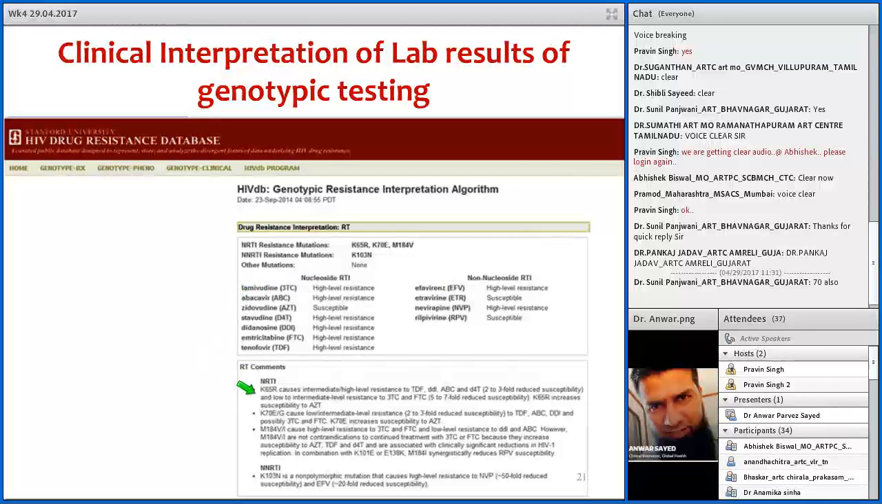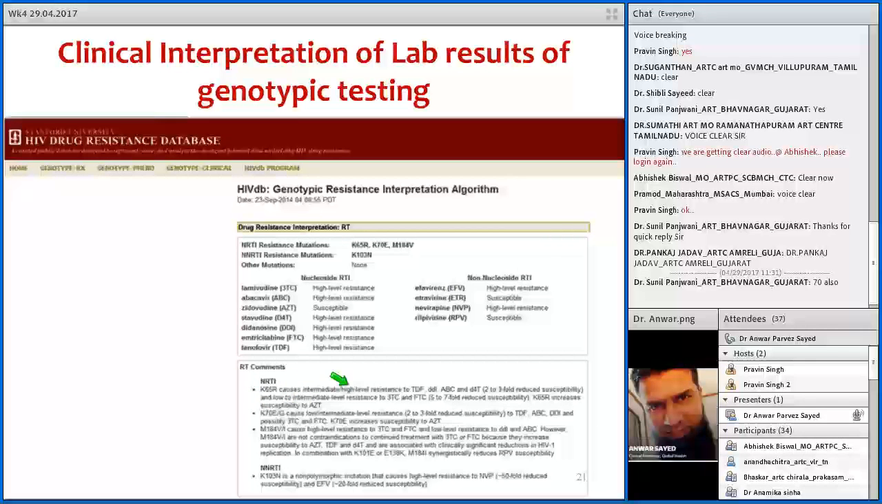So if you read this out, K65R, you remember now, a few mutations I'll tell you which you can remember, which are very specific to particular drugs. Like K65R is specific for Tenofovir. K103N is specific for Nevirapine. M184V is specific for Lamivudine. So at least these three you remember for now, then we can go ahead.